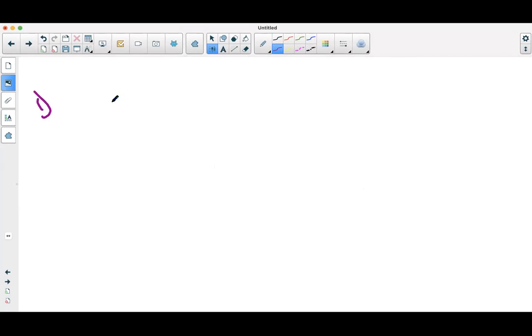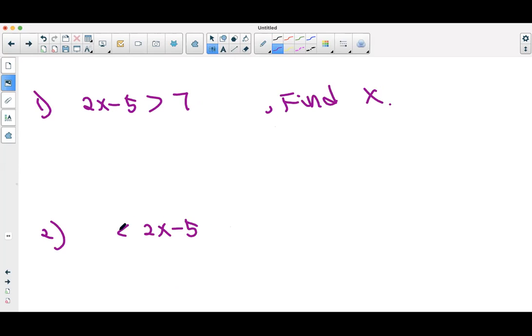If I were to give you 2x minus 5 is greater than 7, and I want you to find x, that's rather simple. I know that you guys can do it. I want you to do it. But the second one is this. What if I want to say 2x minus 5 is greater than 7, but less than 11, and then find x? How do you do this one? Right? So I want you to look at both cases. As soon as you have an answer, shoot it over to me through the chat.